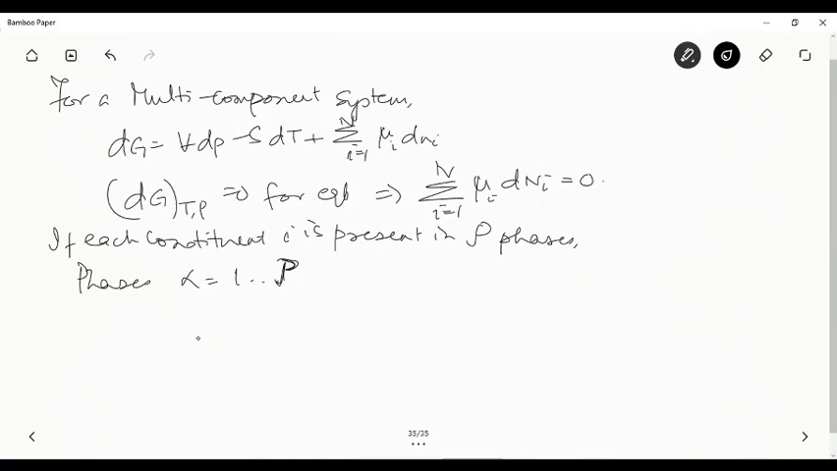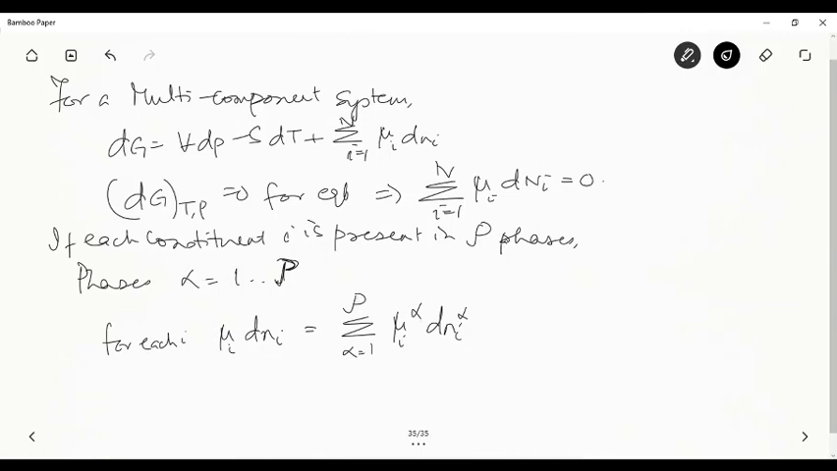So for each species i, mu i dNi will be the summation of mu i alpha dNi alpha. So this will basically be a summation over the phases. The mu i dNi for species i would be equal to the summation over alpha equal to 1 to P of mu i alpha dNi alpha.